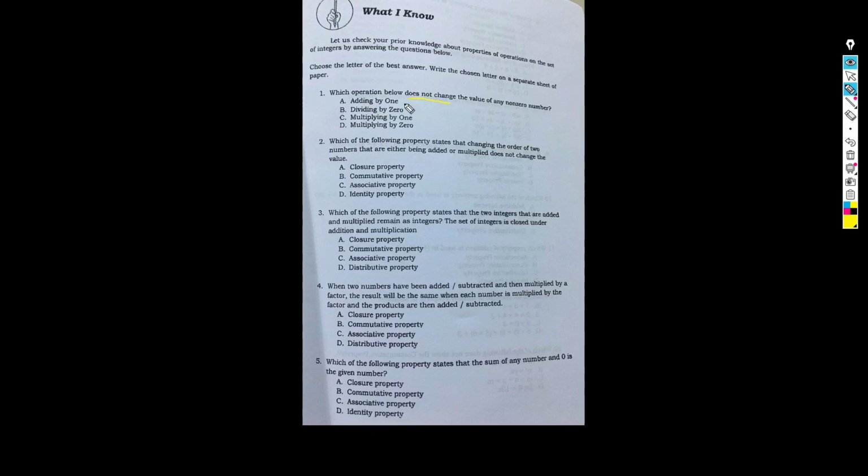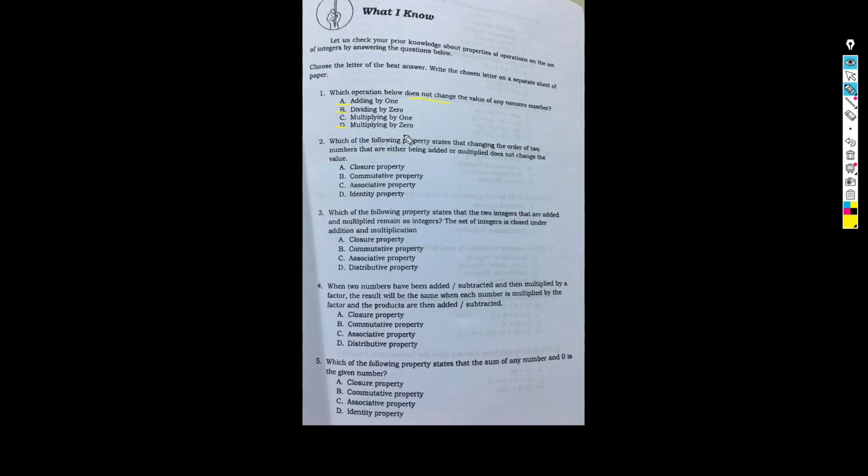So it's adding by 1. 1 plus 1 for letter A. Adding by 1, like for example, 2 plus 1 is equals to 3. No, it changed the number, the value. Dividing by 0, 2 divided by 0, it becomes undefined. Error in the calculator. What about D? Multiplying by 0. So 2 times 0 just gives you a 0, which is not the same value.